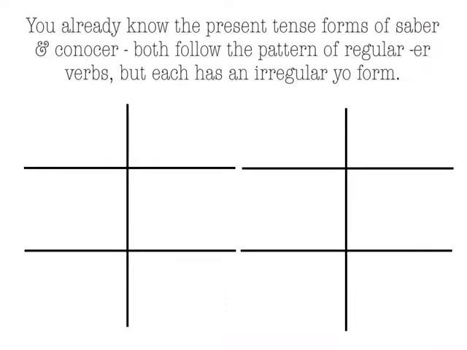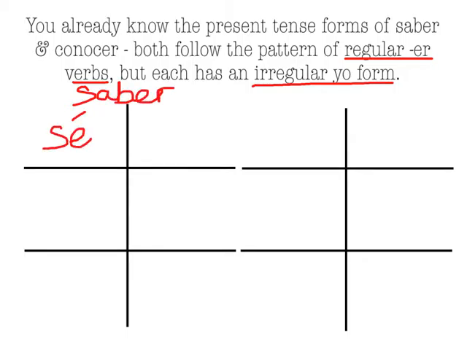Alrighty. So you already know the present tense forms of saber and conocer. You've learned both. They both follow the pattern of a regular ER verb, but each has an irregular yo form. So they follow regular ER verbs, but irregular yo forms. So for saber, our irregular yo form is sé. Yo sé is I know.